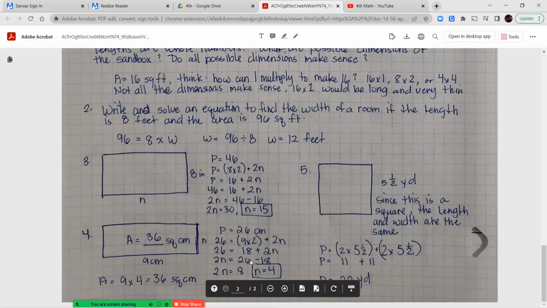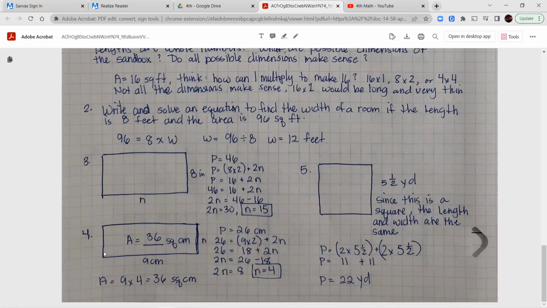I'm going to subtract off the 18 from my whole to figure out the part that I don't know. So 2n is going to equal 8. So that's what 2 of these sides are equal to. I'm going to divide that by 2, and I find out that n equals 4. Now that I know that n equals 4, I could find the area. The area is equal to the length times the width. So the area is going to be 9 times 4, or 36 square centimeters.